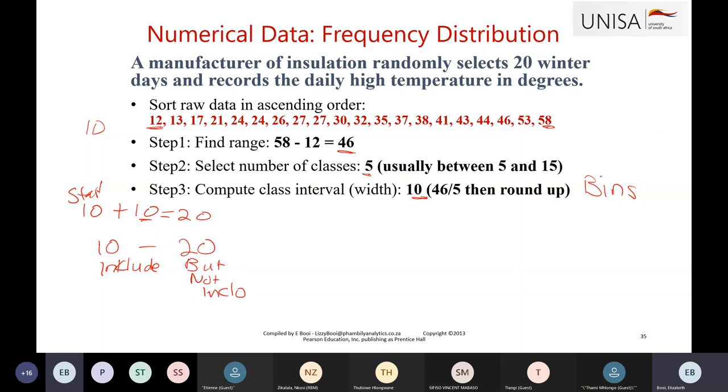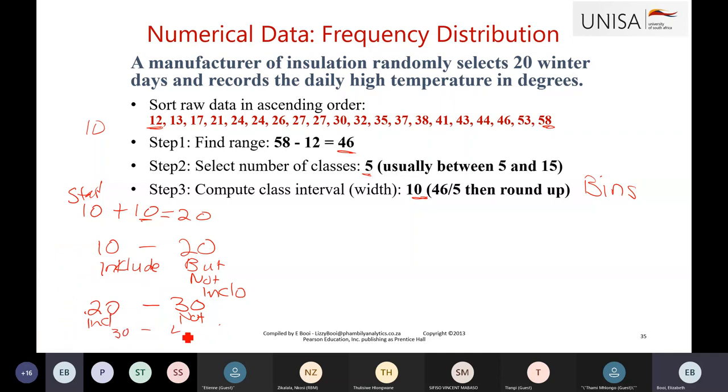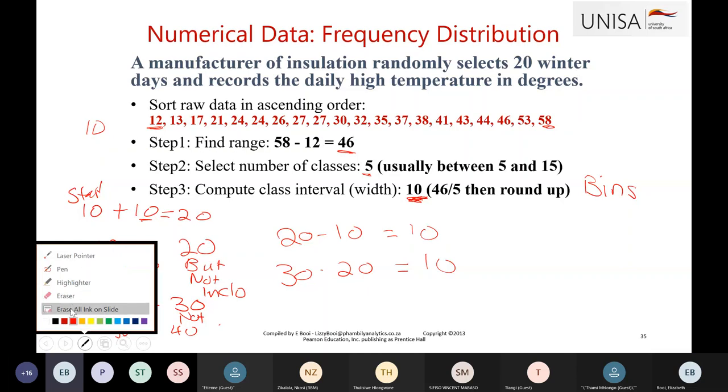include 20, so that the next value can start at 20, and I add 10 to it and it will end at 30. So this one will include 20 but not include 30, because the next value will include 30 and end at 40, because I'm just adding. If I want to know the distance between 20 and 30, I can just say 30 minus 20, which gives me 10. The distance between 20 minus 10 also gives me 10, which is the same as my class width, the distance between my upper boundary and my lower boundary, which gives me the width of the table. Okay, I hope you got that.